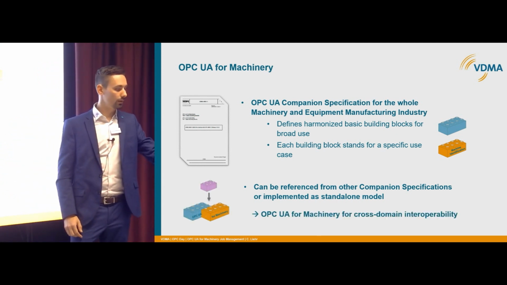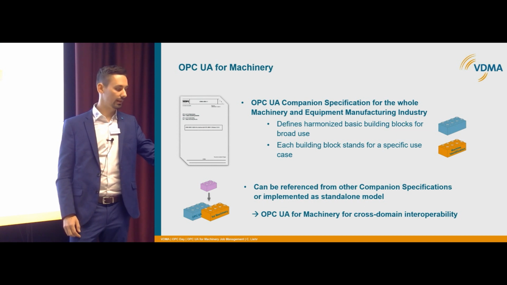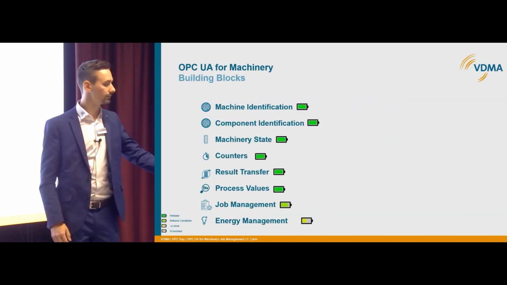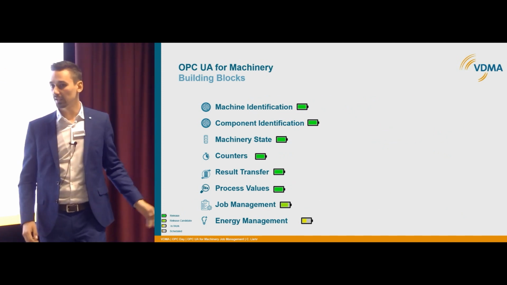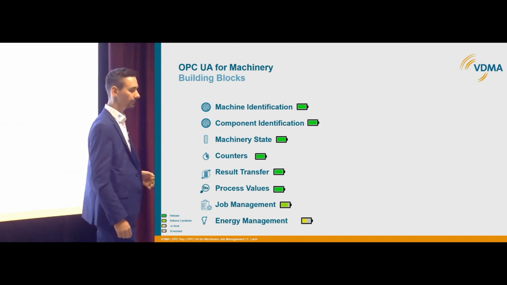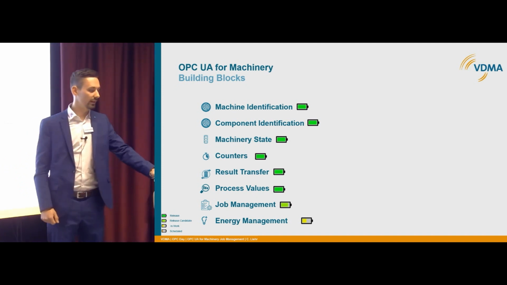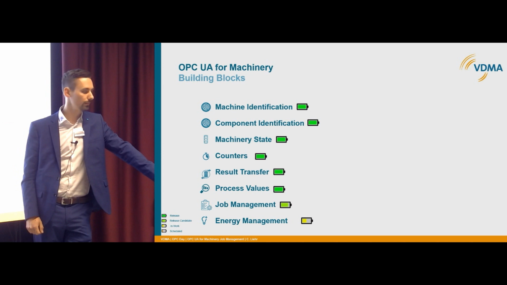So overall, we think that we are providing a very important aspect for the cross-domain interoperability with this specification. I would say we have a look into the building blocks. So what is contained in the OPC UA for machinery? In the beginning, we started with the machine and component identification that is mostly derived from the device's base specification.